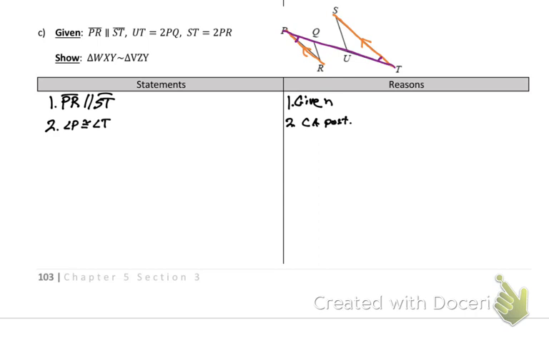Alternate interior angles would be a much better correct answer. Are these both on the interior? Are they between the two lines? Yes, so those can't be corresponding angles. They must be alternate interior angles. Those would be alternate interior angles.